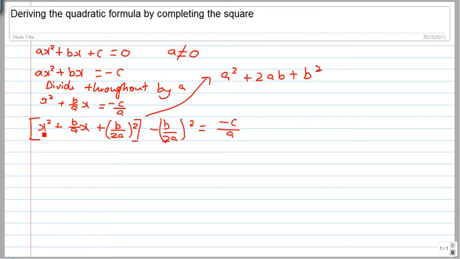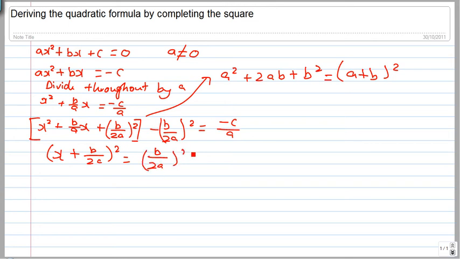Now, since this resembles this, you can actually factorize it into a plus b squared. So in this case we can factorize this into x plus b over 2a squared. I will shift this term to the right hand side of the equation. I'll get b over 2a squared equals minus c over a.